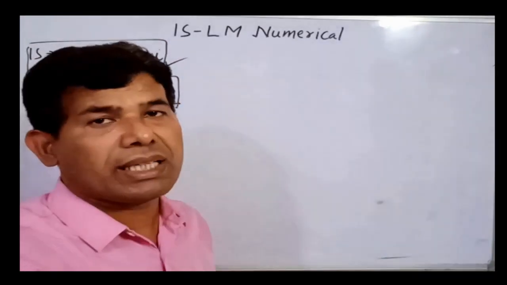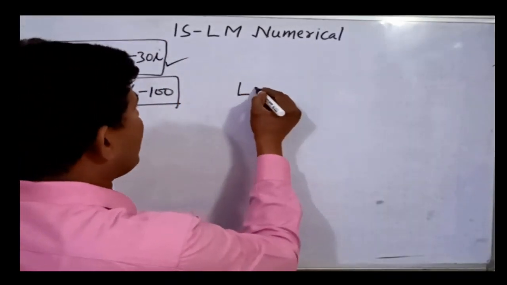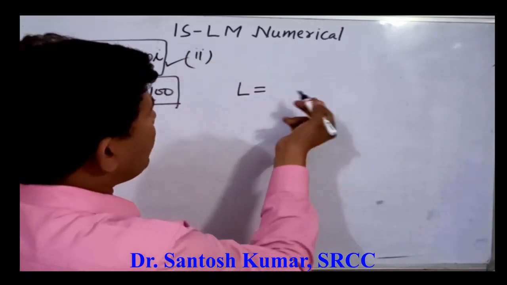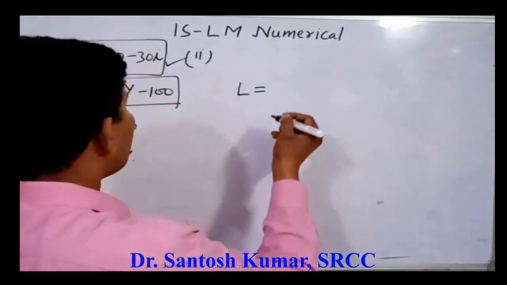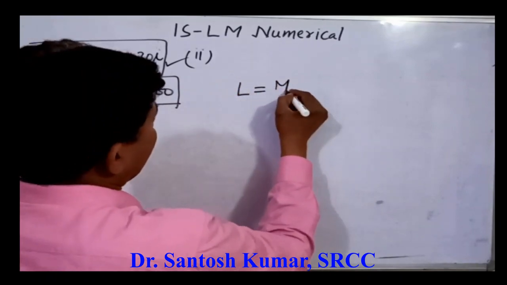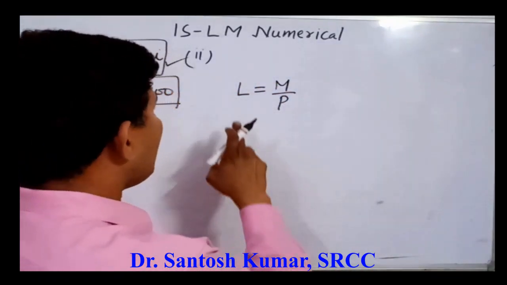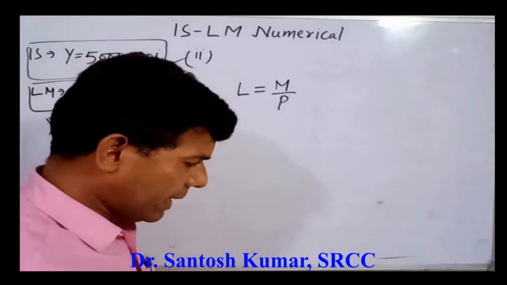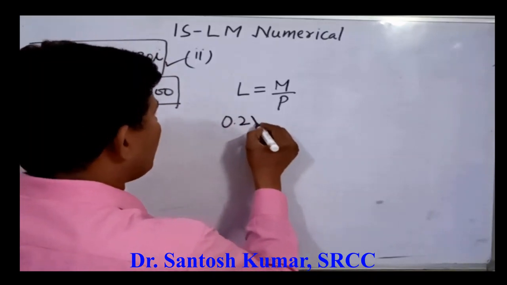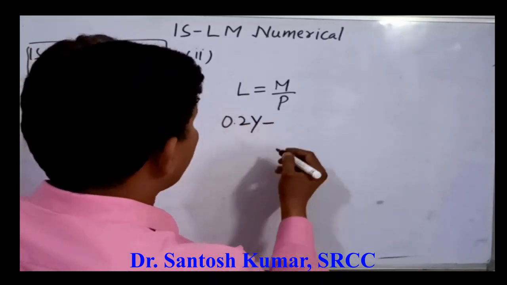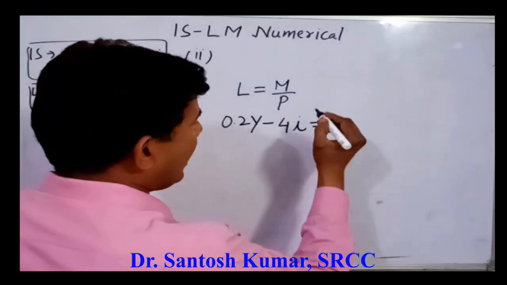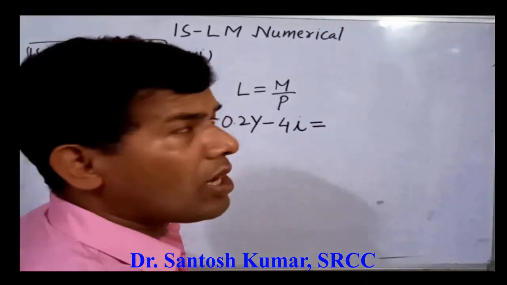Now, what is the condition of money market equilibrium? It is L is equal to M. So we are trying to answer now the second question, okay? This is the condition of equilibrium in the money market. So L is given by 0.2y minus 4i, right?